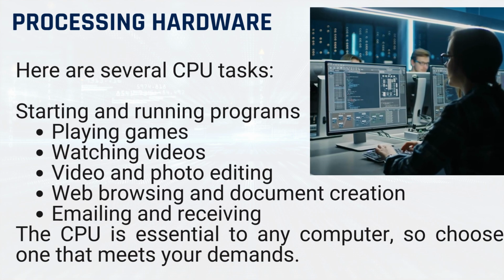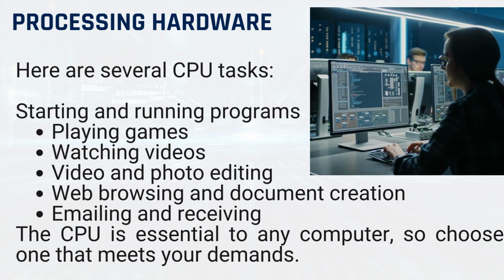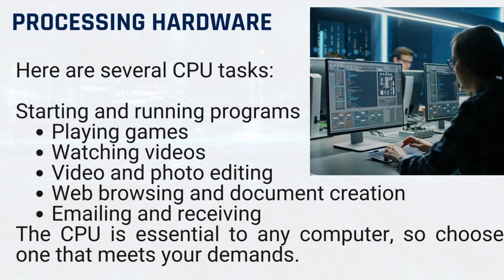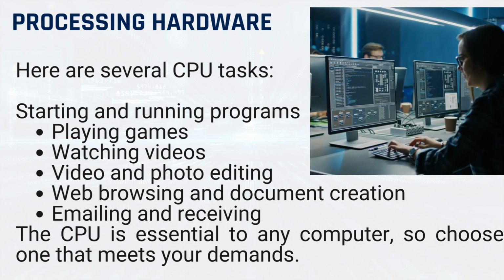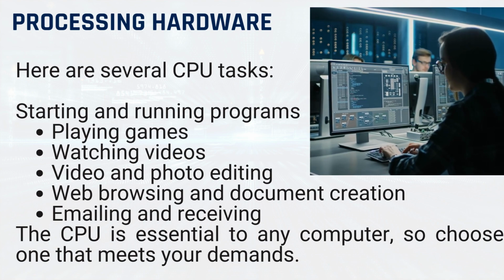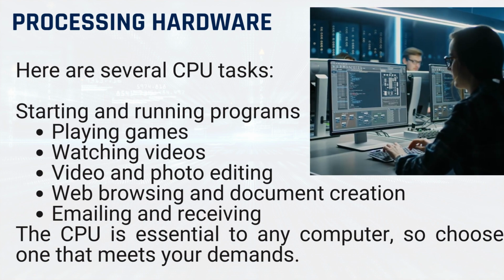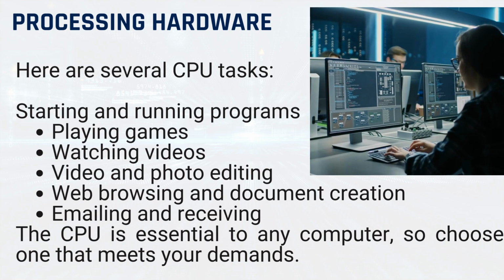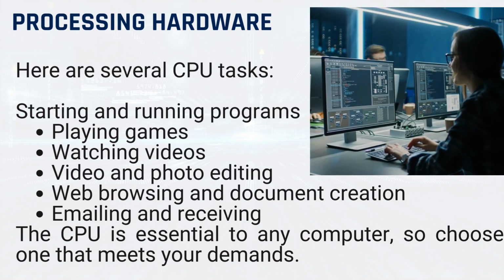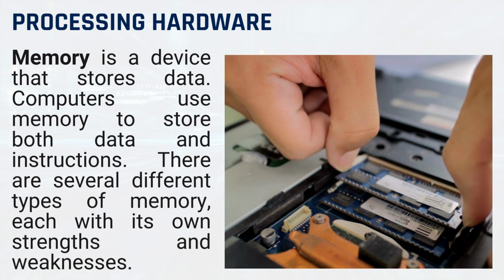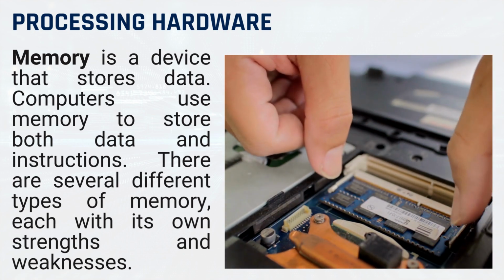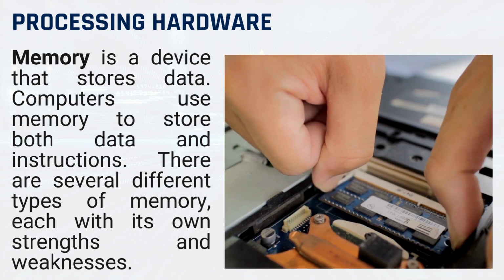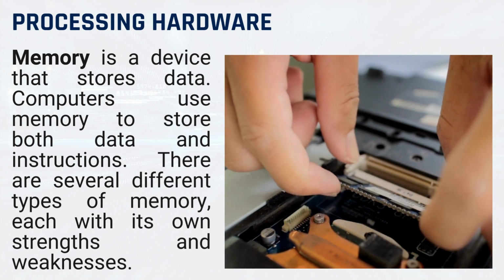Here are several CPU tasks. Starting and running programs. Playing games. Watching videos. Video and photo editing. Web browsing and document creation. Emailing and receiving. The CPU is essential to any computer, so choose one that meets your demands. Memory is a device that stores data. Computers use memory to store both data and instructions. There are several different types of memory, each with its own strengths and weaknesses.